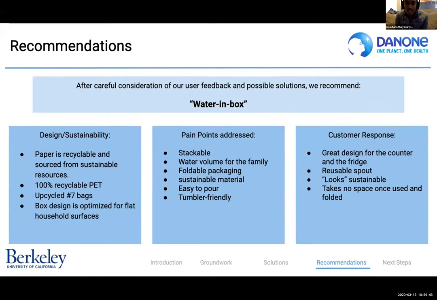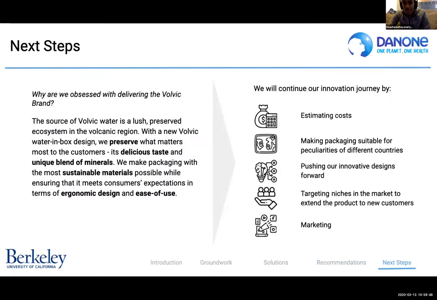In regards to the next steps, we believe that there are a lot of things that we have to do moving forward. We are planning to do a business model around this and try to figure out the cost. We realize that since Danone is a global brand, it requires us to market the product differently across different regions because the needs of consumers differ. And we are also thinking about how we can push our innovative designs forward, targeting different niches and different target consumers across the world.